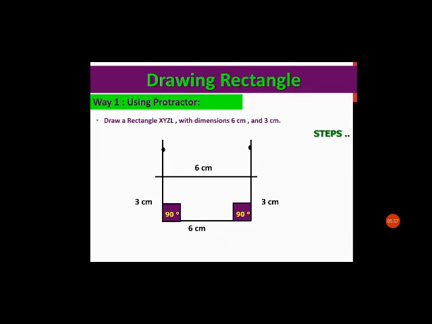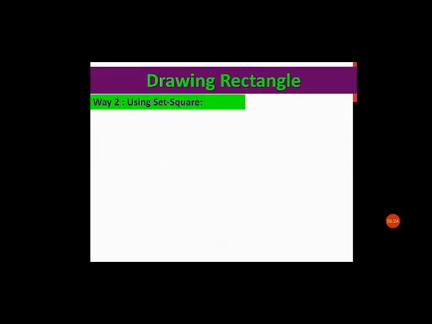Should you erase the exceeding part, the two lines exceeding the shape? It's no problem if you erase them, but you don't have to. If you want to erase them, it's okay. If you don't want to, it's also okay. So that's how to draw the rectangle using the protractor. X, Y, Z, L. Don't forget to write the letters on the drawing. Don't forget to write the measures of the angles and sides.